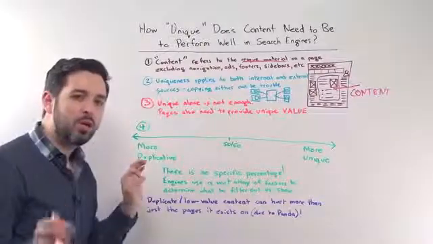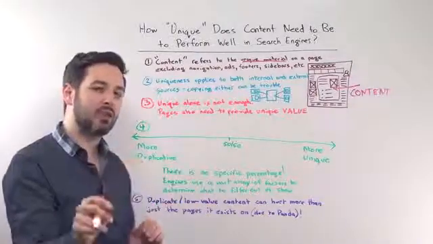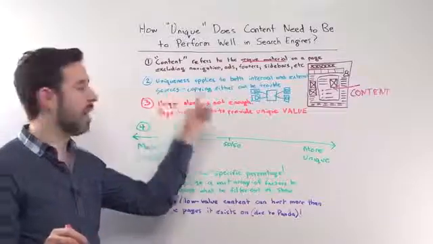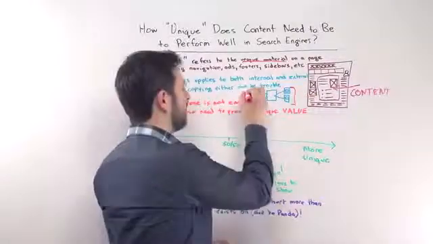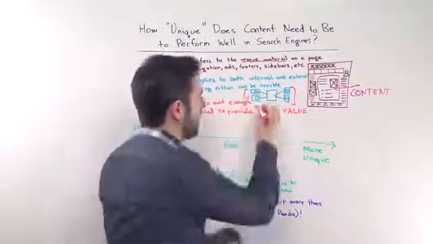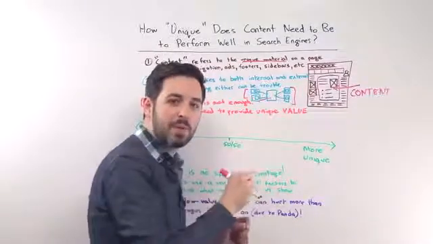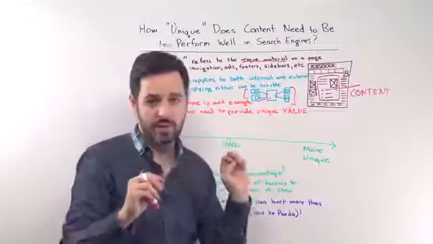Number 2, uniqueness applies to both internal and external sources. So copying either one can be trouble. It could be that these are other pages on your site, and these are other pages somewhere else on the web where this content exists, and you're taking from those and putting those pieces on your site. That can be a problem in either of those cases.